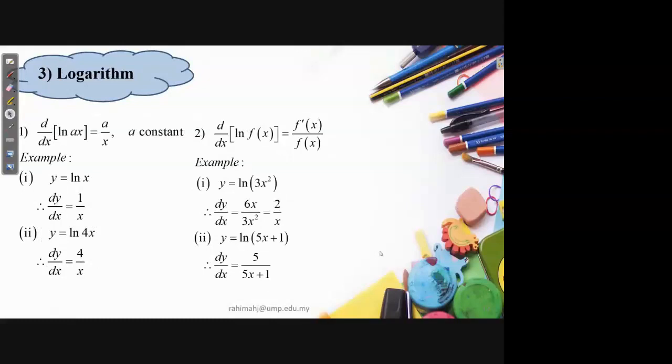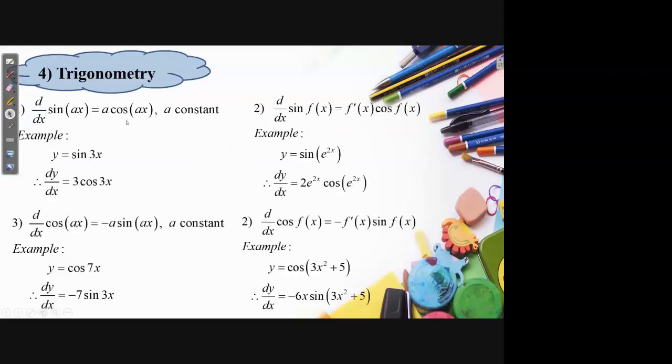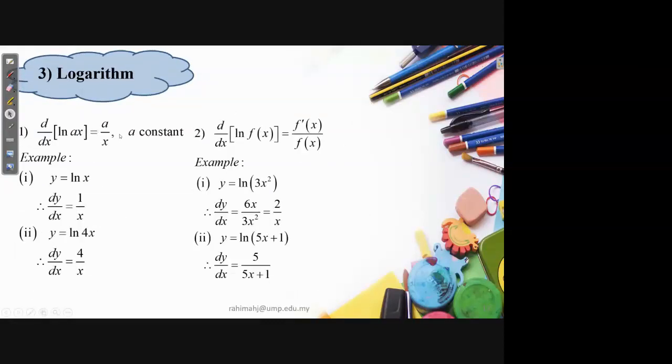So this is how we differentiate the logarithms. Differentiate ln ax is a over x. So differentiate ln x is 1 over x. Differentiate ln 4x is 4 over x. And differentiate ln of a function of x is f prime x over f x. The same technique. So differentiate ln x is 1 over x, differentiate ln ax is a over x, so differentiate ln f x is f prime x over f x.